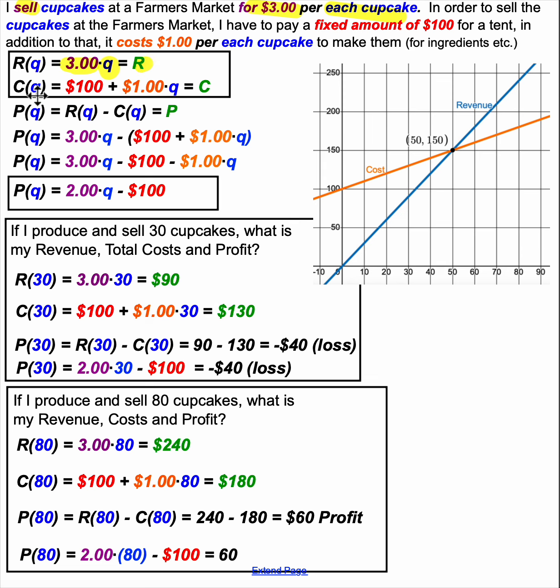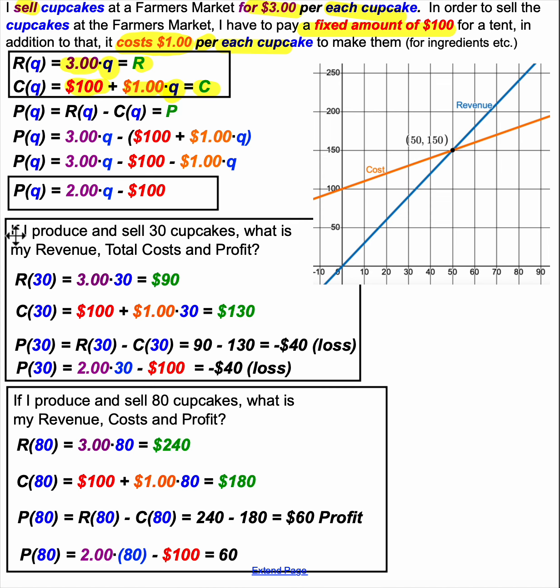And then our cost function is our fixed cost, so we have a cost of $100 for the tent. That doesn't change based upon how many cupcakes I sell. That's a fixed cost. Then I pay for all my ingredients, $1 per each cupcake. So this is plus $1 times the quantity of cupcakes is equal to cost.